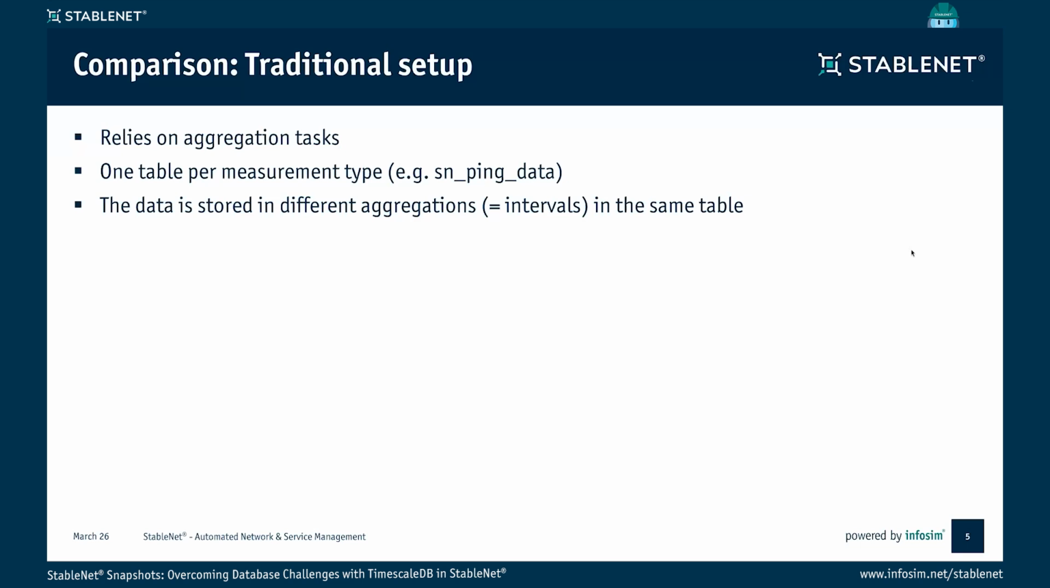So the traditional setup we have as of now is that we have aggregation tasks that handle measurement aggregation, and we have one table per measurement type. For example, the SN-ping data or the SNMP data are two tables that are used heavily. Those aggregation tasks aggregate the data depending on how old the data is, but store all of it into the same table. This had a nice advantage: for any plot, you can simply query this one table and you get all of the data out of it.